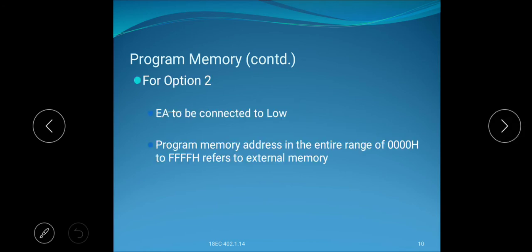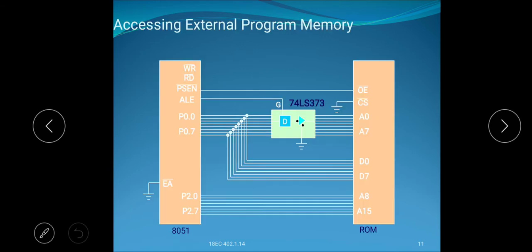For option 2, the external access pin is connected to low, and the program memory addresses in the entire range of 0000H to FFFFH refer to external memory. The internal program memory is not used.